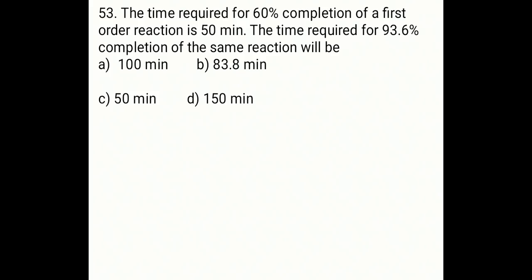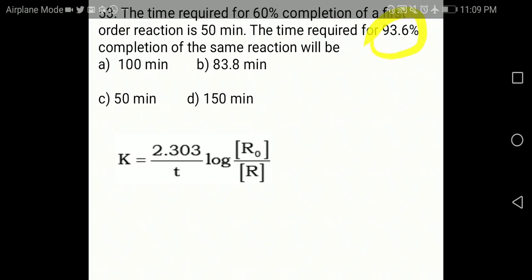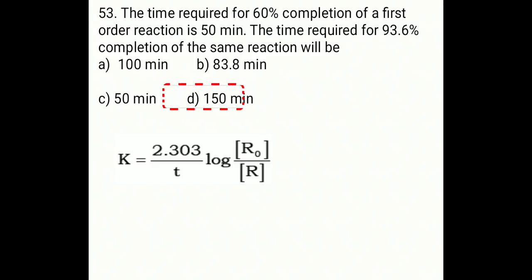53. Time required for 60% completion. Remember, use the formula. So here R0 is 100, R is 60 means 100 minus 60, 40. You will get R as 40. So substitute that, you will get the K value. Then that K value you substitute in the same formula where 93.6 percent is given. The meaning is that 100 divided by 6.4 you will get here. 93.6 means 100 divided by 6.4. Solve that, you are going to get the answer as D, 150 minutes.